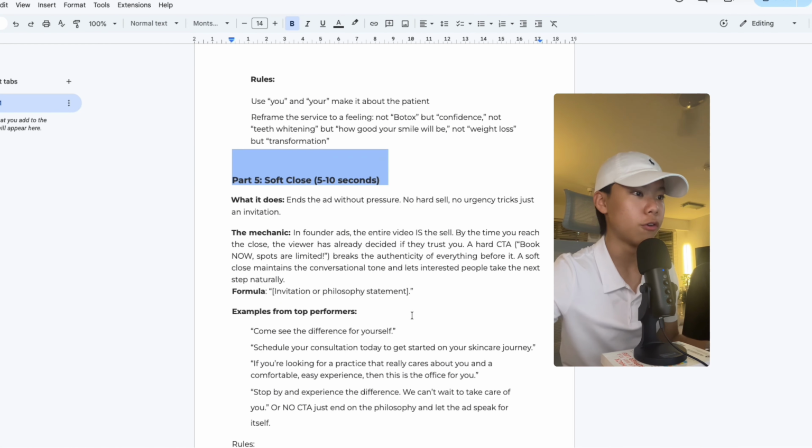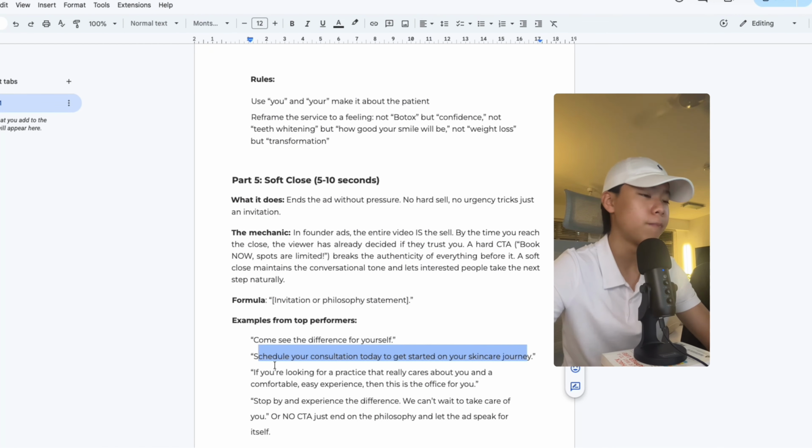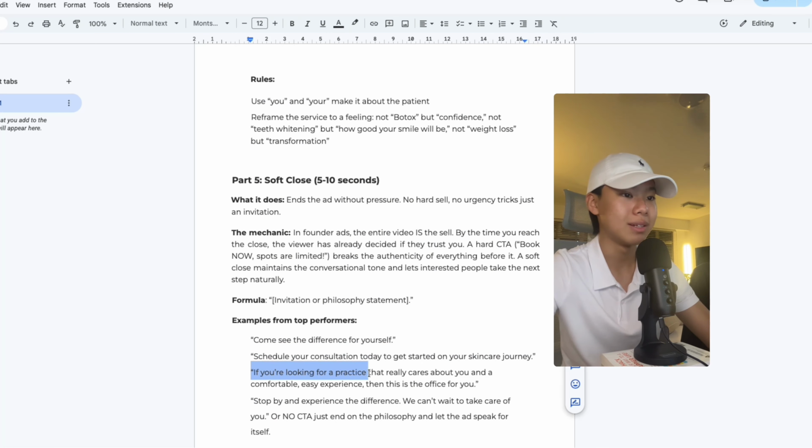Okay. So the formula, that's not really a formula for this, it's just an invitation or a philosophy statement. There are some examples that you can use for yourself. Come to see the difference for yourself. Schedule your consultation today and get started on your skincare journey. If you're looking for a practice that really cares about you and it's a comfortable, easy experience, then this office is for you.